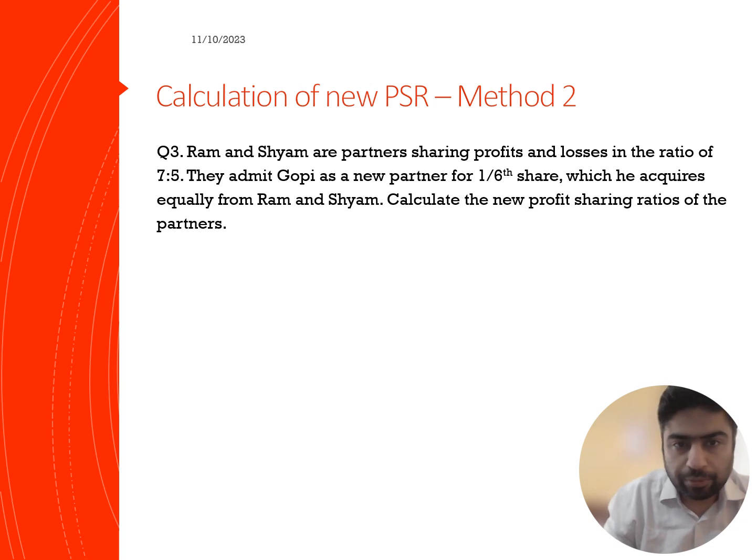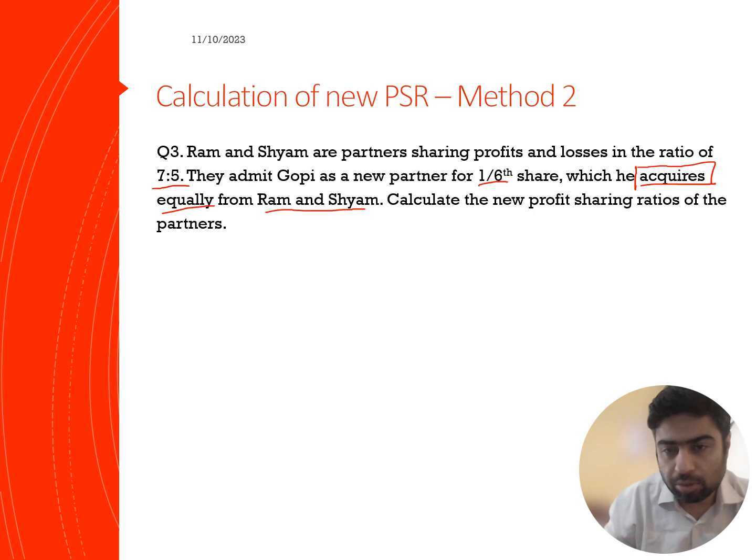Alright, so now what we need to understand is that here a lot of information is given in the question already. And how do we use this information to calculate the new PSR? We need to figure that out. First is that the old PSR is given to us as 7:5 between Ram and Shyam. Gopi is the new partner who gets 1/6 share. And the most important aspect is that he has acquired this 1/6 share. This is the term which you need to focus on whenever you're doing a question related to calculation of new PSR, right? So here the new partner has got 1/6 share which he has acquired equally from Ram and Shyam, right?